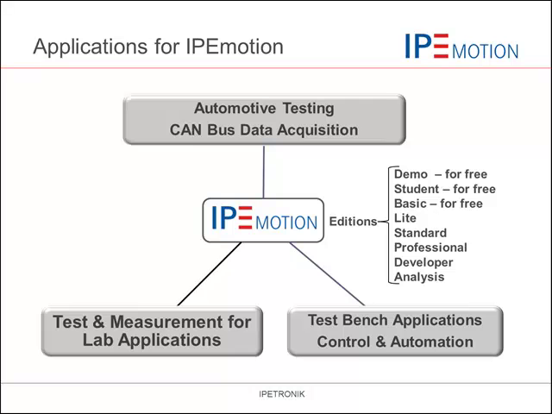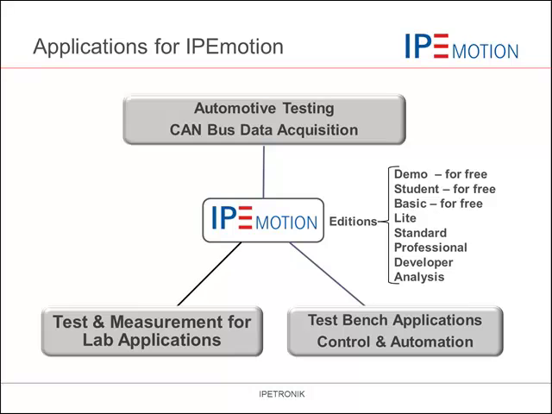Basically, the application areas for IPEmotion: we use this in automotive testing, CAN bus data acquisition, as I said. We use this for test and measurement in the labs, just for taking data. So this is basically the easiest application. Or you take it even to control and automation for test sequencing, test bench automation. Yeah, product testing for quality assurance, end-of-line testing, or in the development labs. So this is what you can cover with IPEmotion.